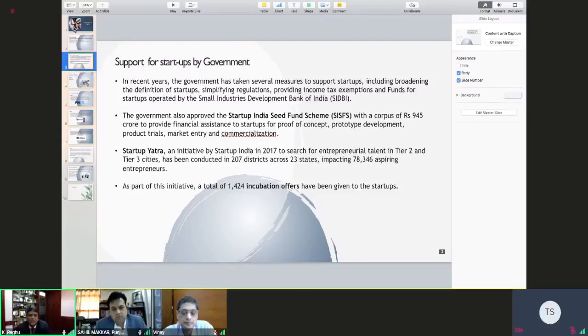And the Startup Yatra initiative by Startup India in 2017, to search for entrepreneurial talent in Tier 2 and Tier 3 cities, has been a success. It has been conducted in 207 districts across 23 states, impacting 78,346 aspiring entrepreneurs, and almost 1,424 incubation officers have been given to the startups. So this is something very good. The government has been very bullish, and they have been supporting startups in a very big way.